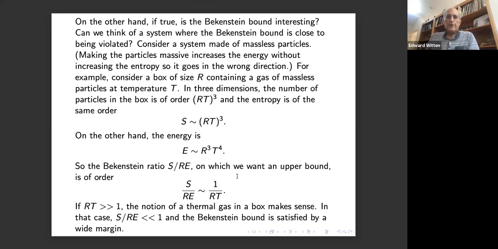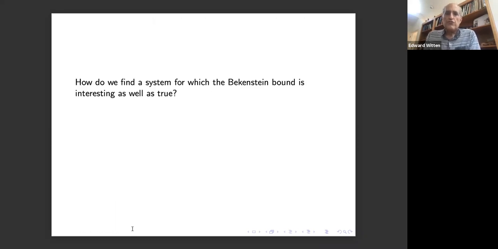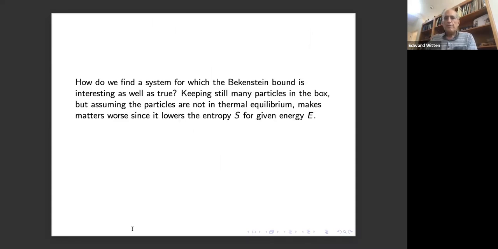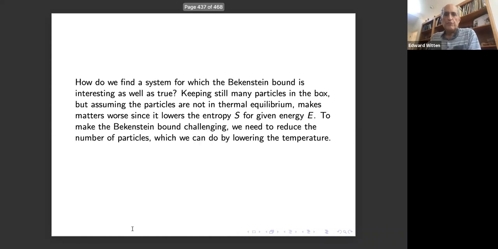Now, if RT is much bigger than 1, the notion of a thermal gas in a box makes sense. But in that case, the Bekenstein ratio is parametrically small, and the Bekenstein bound isn't really interesting. It's satisfied by a wide margin. Can we find a system where the Bekenstein bound is interesting as well as true? Keeping many particles in the box, but assuming the particles are not in thermal equilibrium, makes matters worse because it lowers the entropy for given energy. To make the Bekenstein bound challenging, we need to reduce the number of particles, which we can do by lowering the temperature.